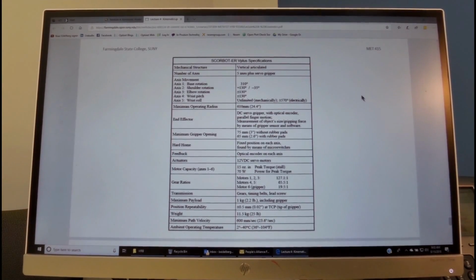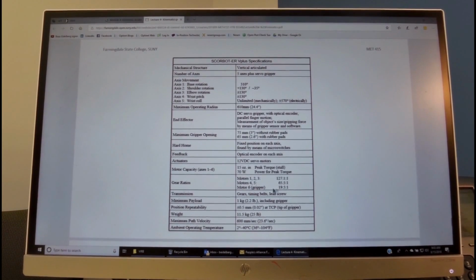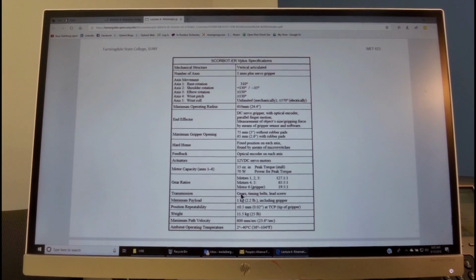This is a summary of the motion range for each one of the robot axes. We have 5 axes plus a servo gripper, and this is an articulated robot. We have also a set of 6 motors. Each motor has a given torque and also a given power. We have here a mechanism where we talk about dynamics and transmission of actuators. We'll be using these gear ratios and the transmission, and we will investigate the way it's constructed within the robot, including timing belt, gears, and lead screw.